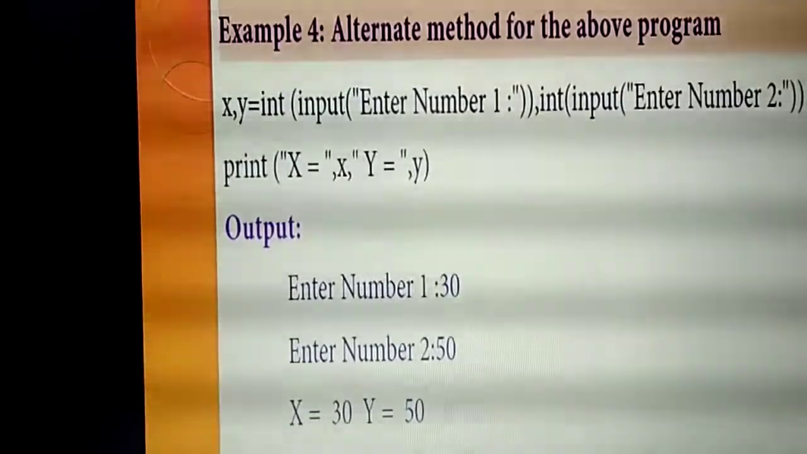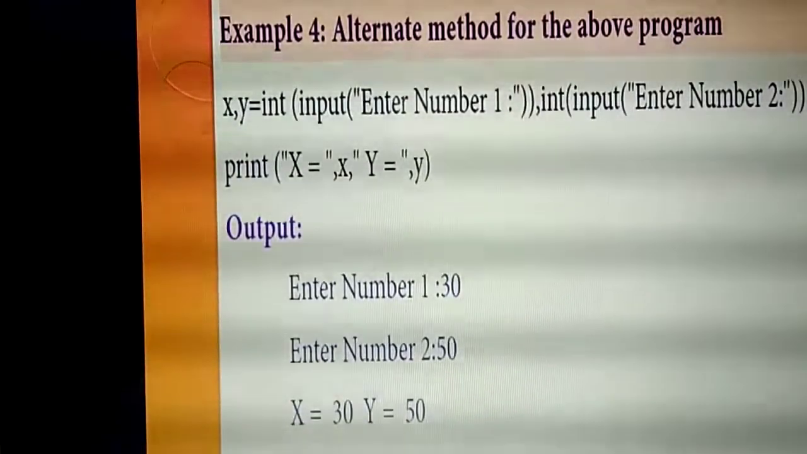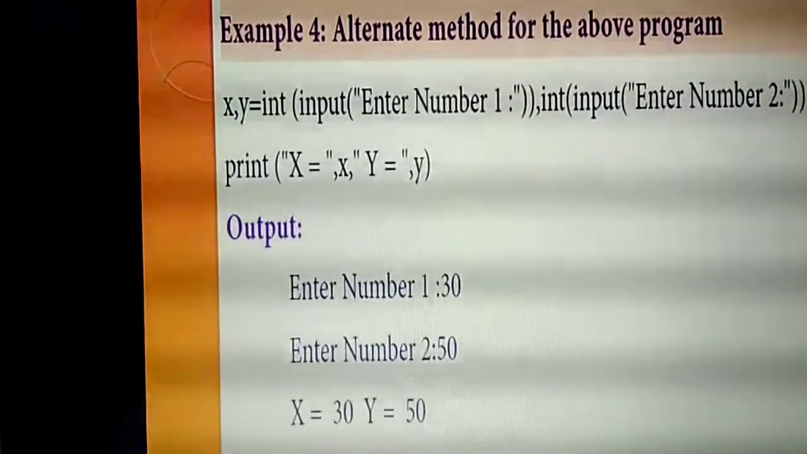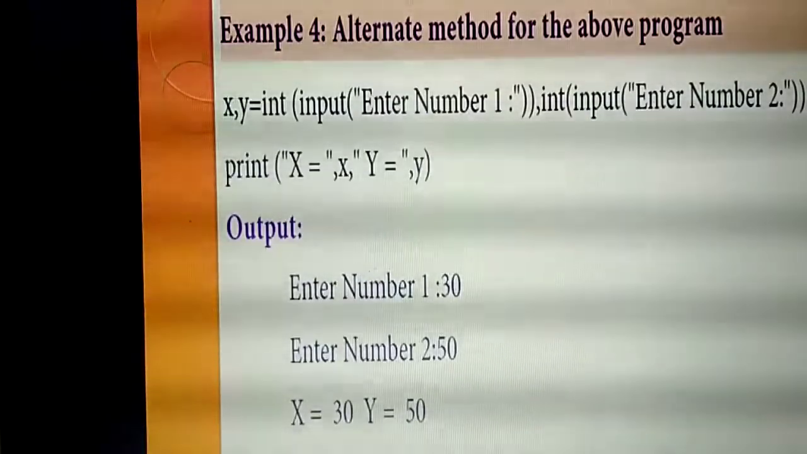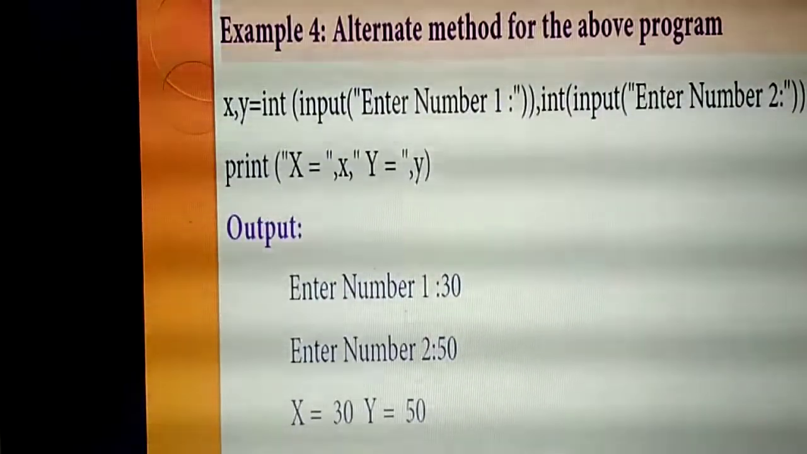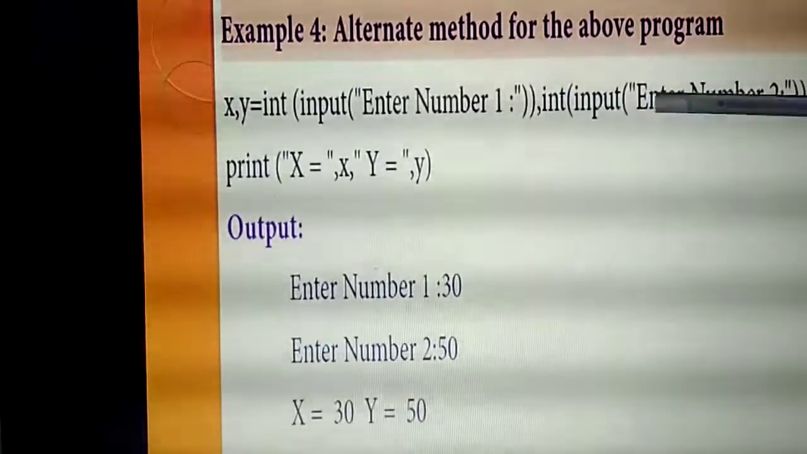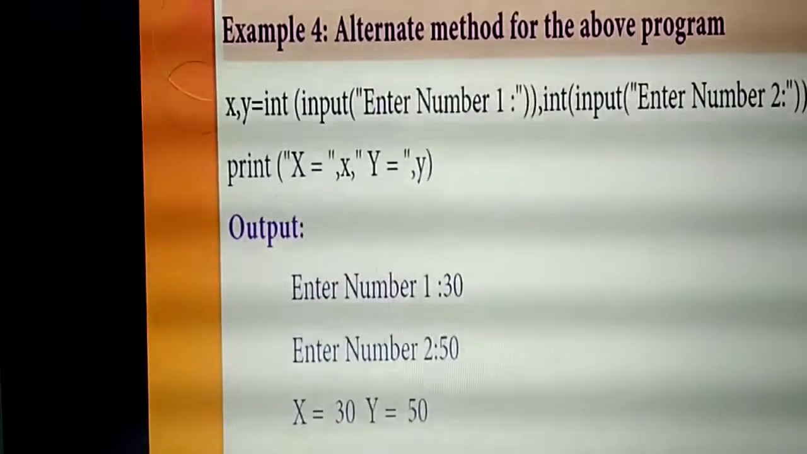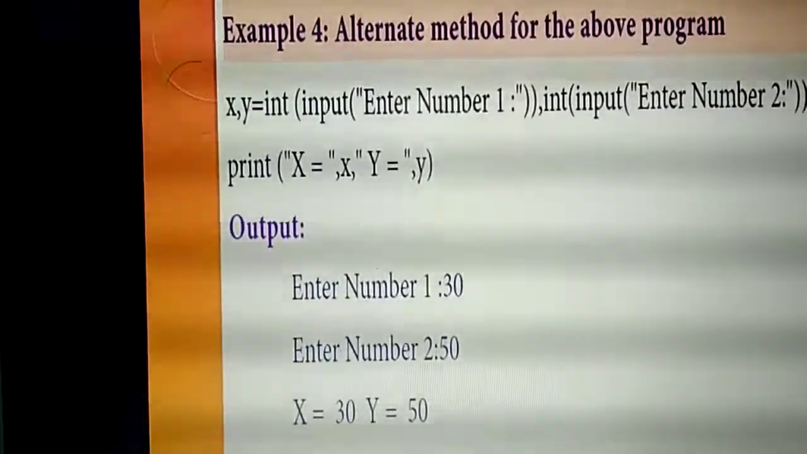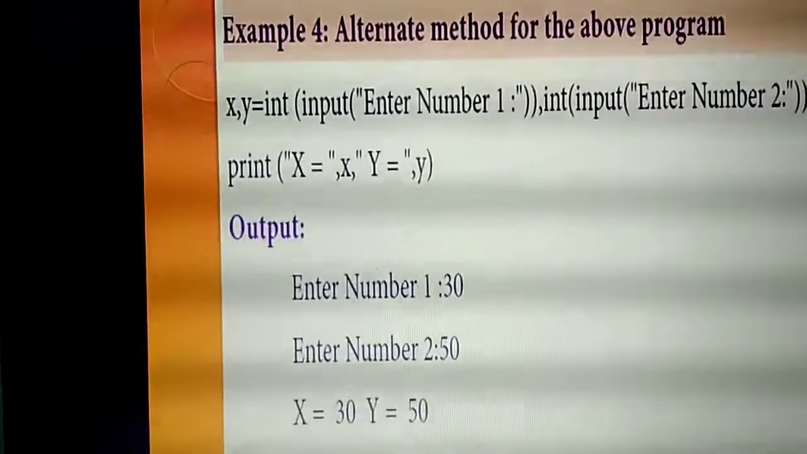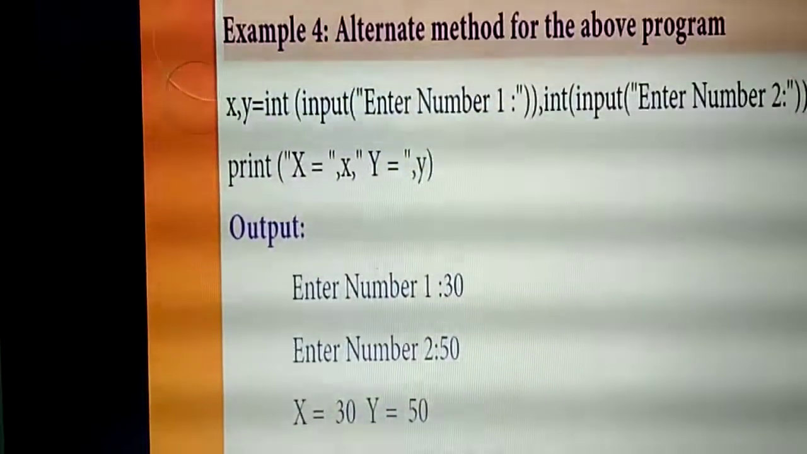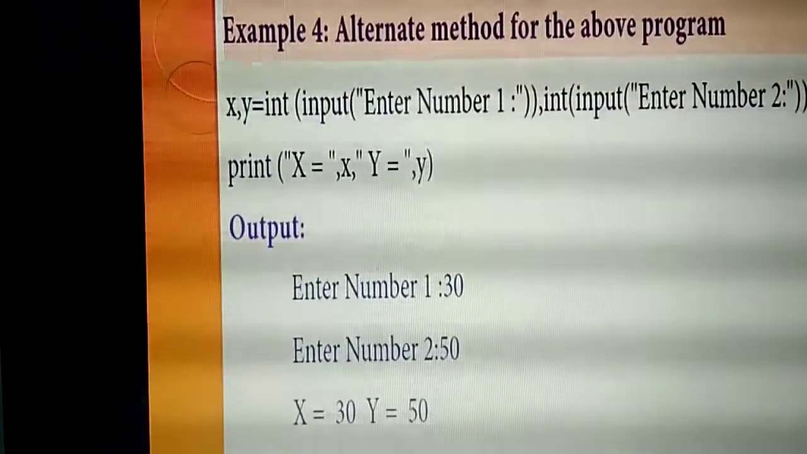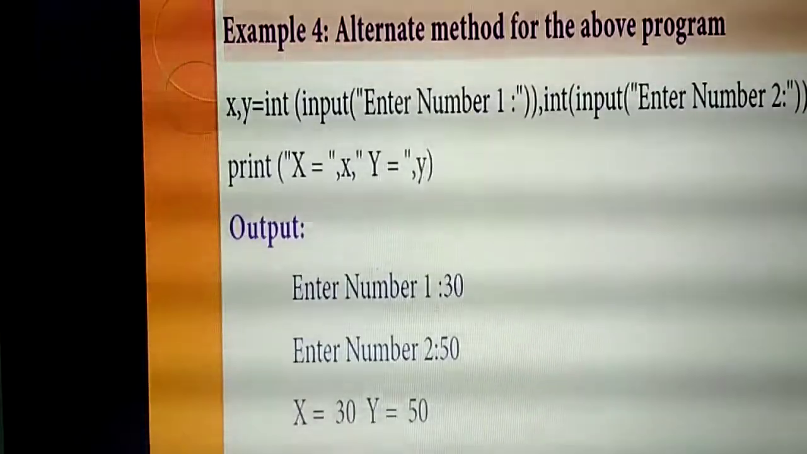Listen, the same program can be written using another alternative method. I am going to enter the 2 numbers in the same line. So in the same line, how many variables do you need? You are going to add 2 variables. So what are the variables?